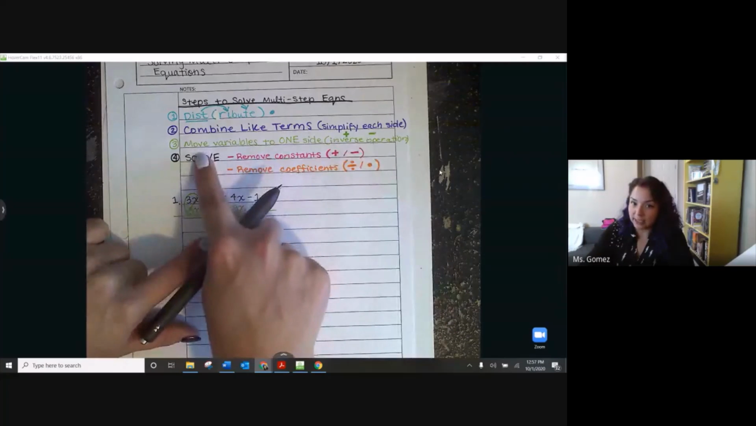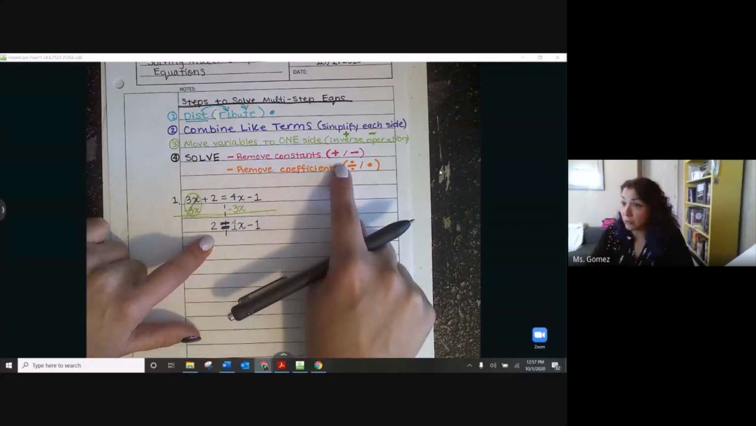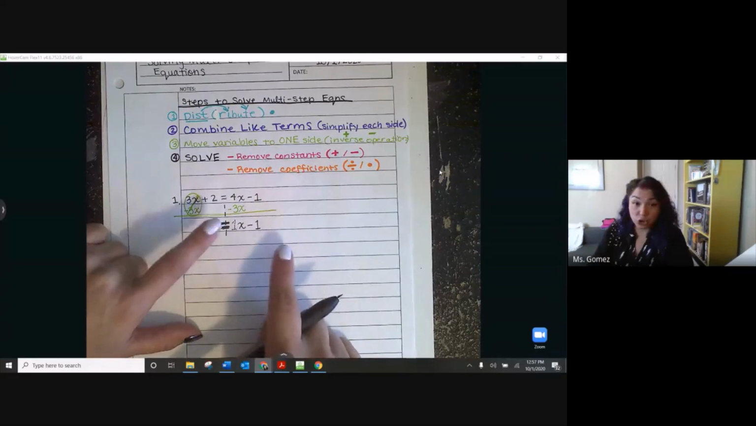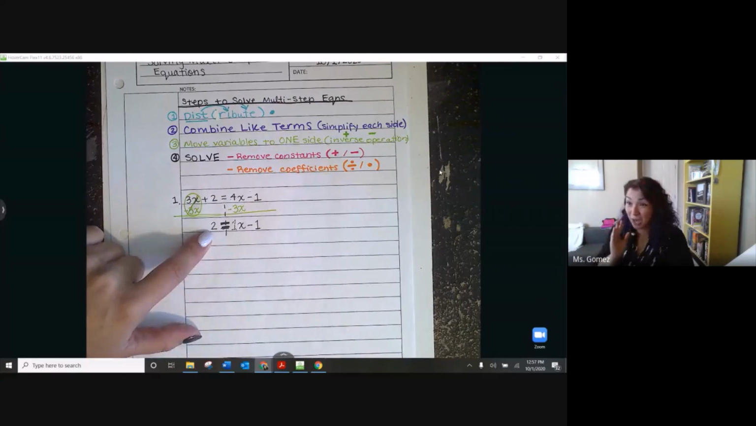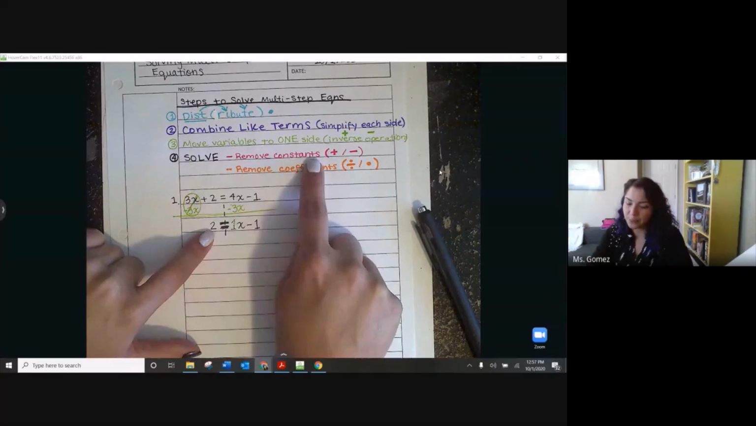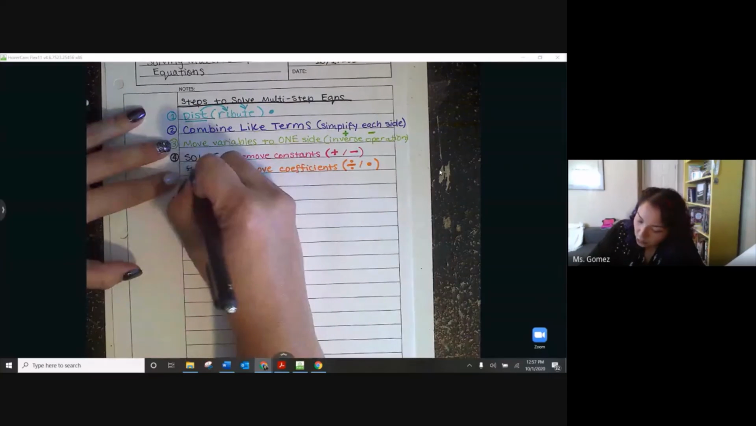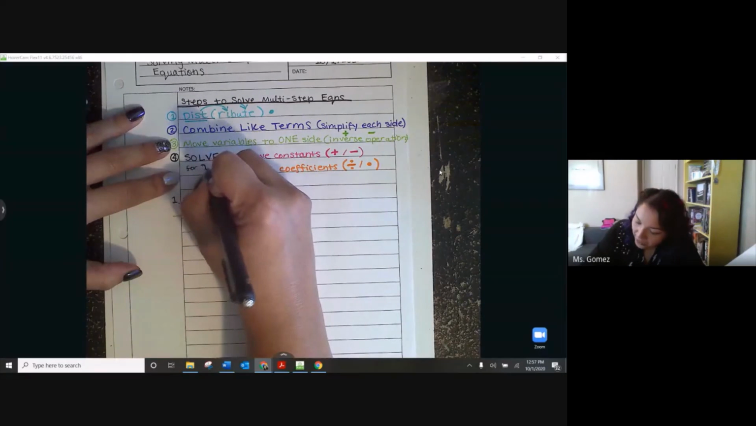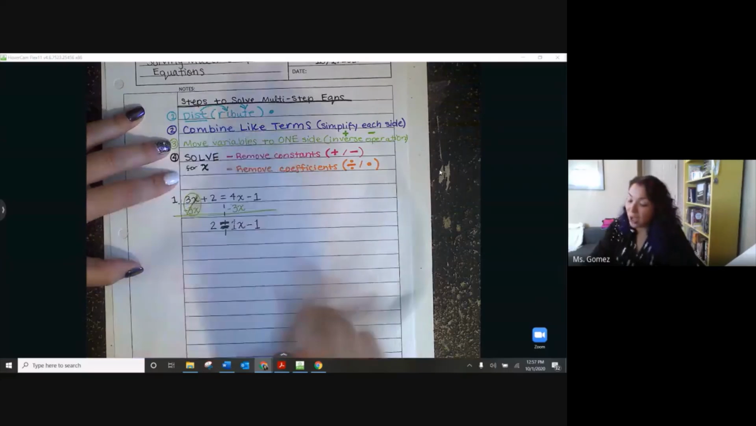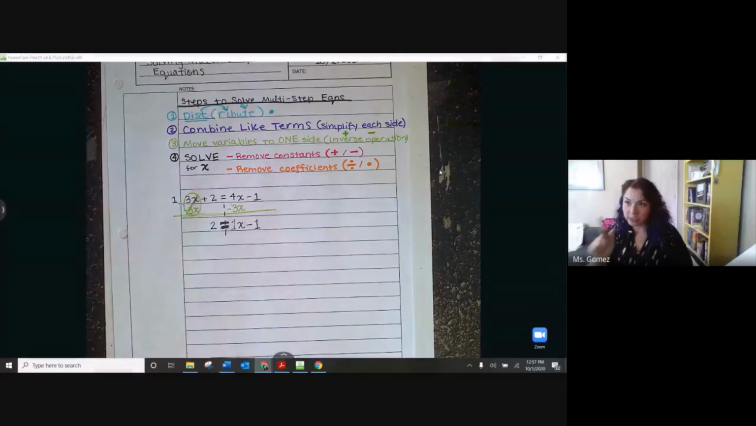Okay, so now that I'm on step 3. Now I solve for x. I need to remove my constants. Now, I have constants all over the place. I have 2, because remember, a constant is a number without a variable. So I have 2 and I have -1. Well, which function and number do I move? Whenever it says remove constants, remember your goal is to solve for x. So I'm talking about the constant that's with x.